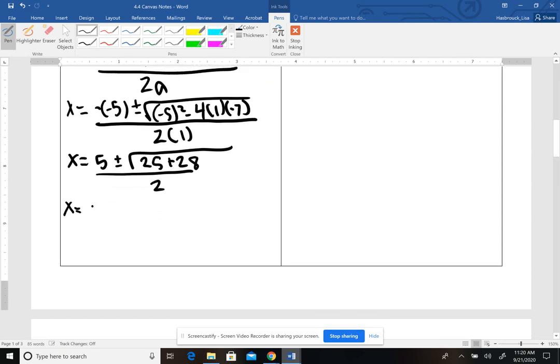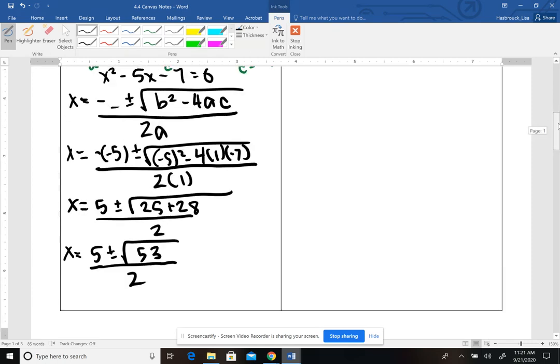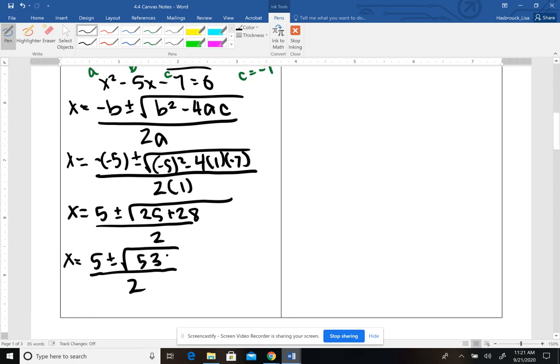25 plus 28 will give us 5 plus or minus the square root of 53, all over 2. And since we don't know the square root of 53 and that root cannot be simplified, we'll leave it as is. So we're actually done with that problem. That's all we have to do for that one. If the radical could be simplified, we would want to do that. But again, it's a prime. We're not going to be able to simplify that.